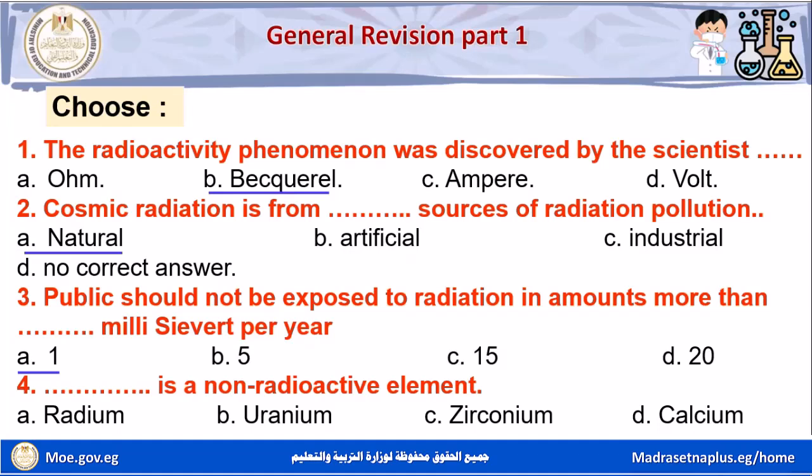Question number 4. Space is a non-radioactive element. Non-radioactive element. Letter A, radium. Letter B, uranium. Letter C, zirconium. Letter D, calcium. Calcium is a non-radioactive element.